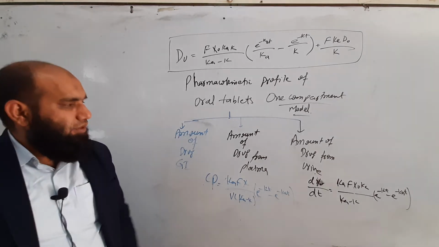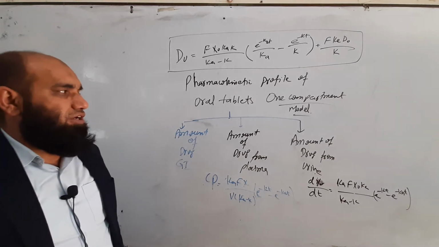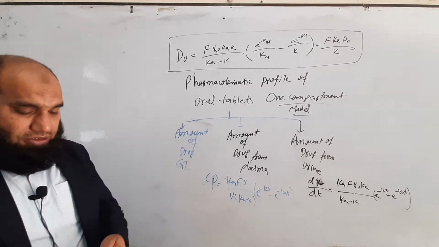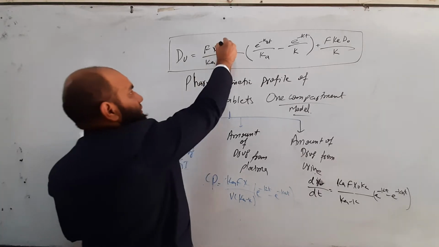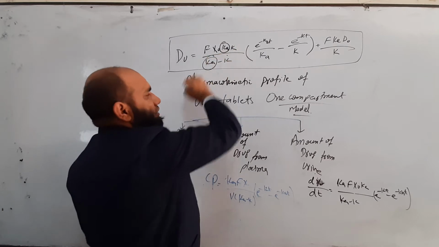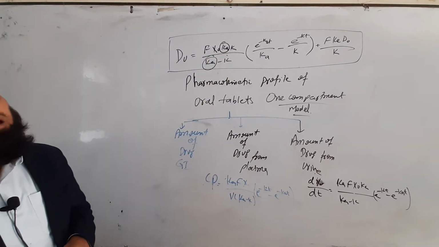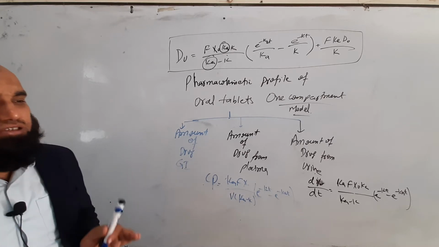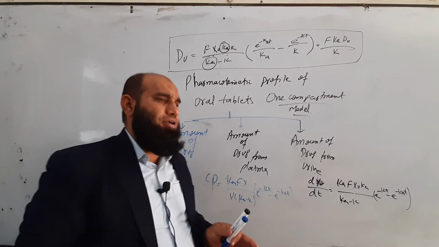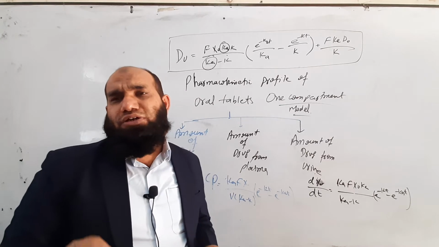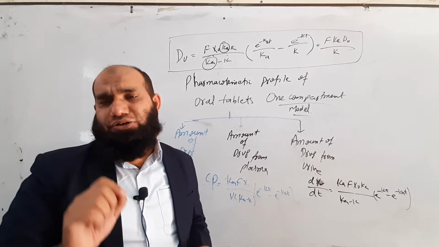Our concern, for which we have already done some experiments, is the rate constant Ka. How can we calculate the absorption rate constant Ka? In our previous lecture, where we studied the one compartment IV injection, we calculated the simple K, the elimination rate constant.